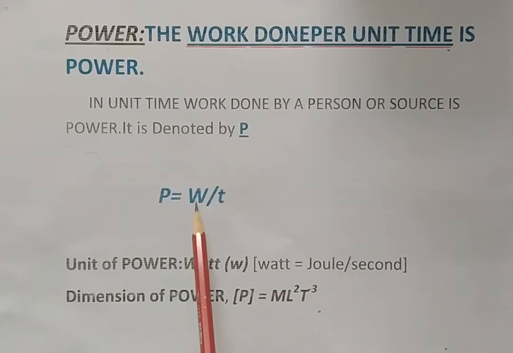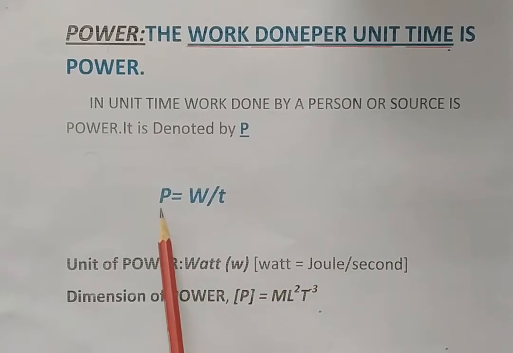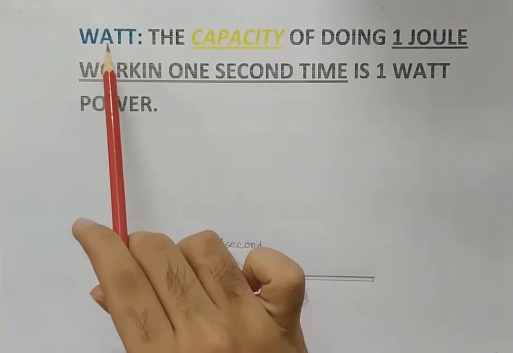As the unit of work is joule and the unit of time is second, so watt equals joule per second, and this watt is the unit of power. Power is denoted by P, and the dimension of power is M L squared T to the power minus 3. The unit of power is watt.